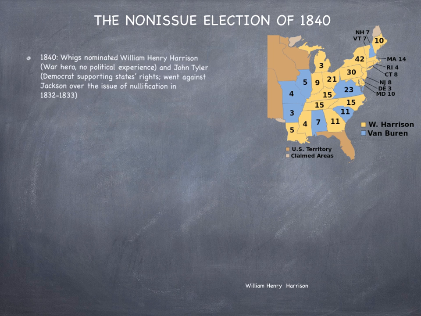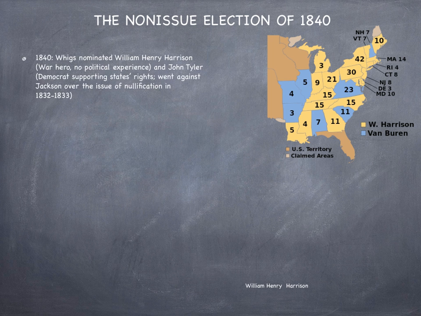So the election of 1840, during this time the Whigs nominated William Henry Harrison, who was a war hero with no political experience, and they also nominated John Tyler, Democrat supporting states' rights, who went against Jackson over the issue of nullification in 1832 to 1833. They won in a non-issue campaign, and this was based primarily on hype and personality.